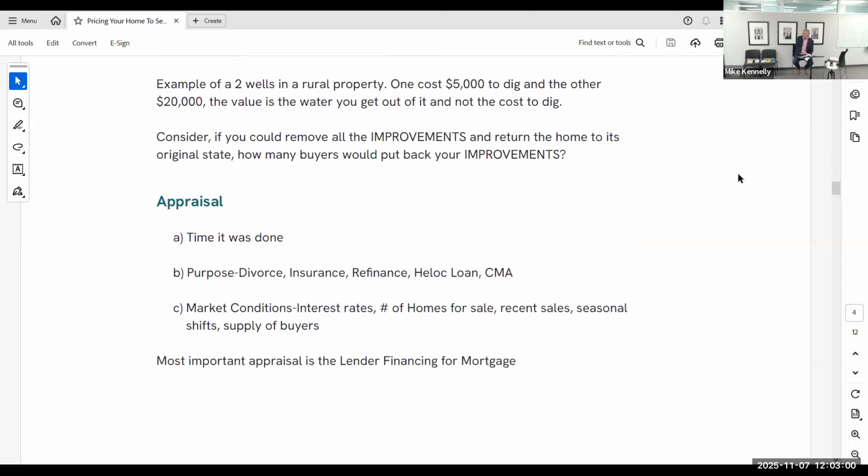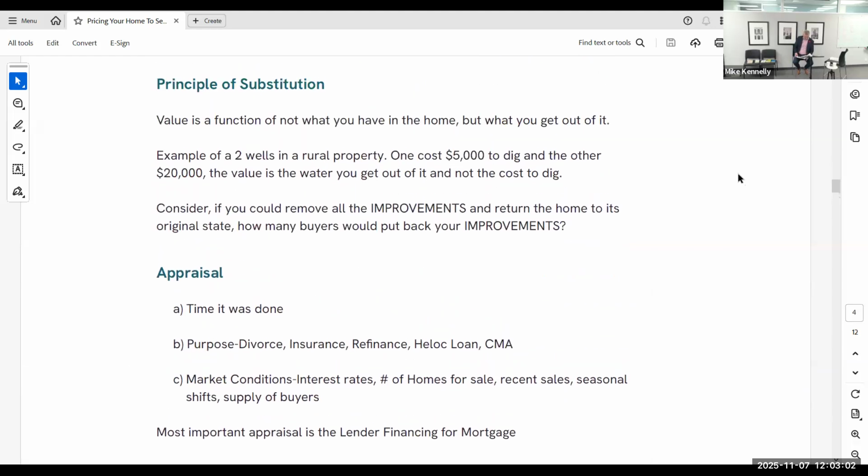Okay, hang on a sec. Principle of substitution, yes. This is an interesting one. This takes a while to wrap your head around it. So I use a well analogy when I was doing my listing presentation. So principle of substitution: somebody can substitute your house for another house. And right now I showed you there's 7 other listings in the marketplace. So there is this ability for a potential buyer to go and choose somewhere else, right?